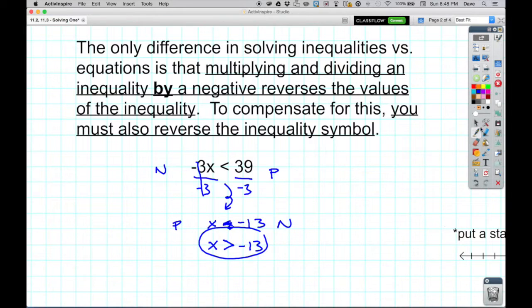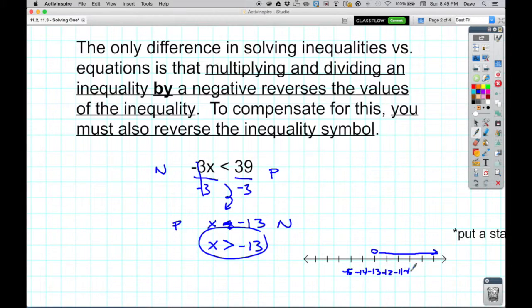And of course, we graph it. Put it on a number line. Don't forget negatives. We kind of have to go reverse here. All right, and so not equal to negative 13, but anything greater than negative 13. And if I were to try out some numbers, we'd find it works.